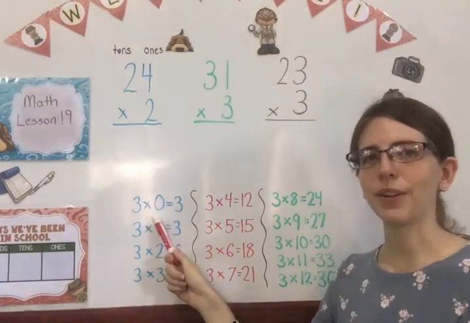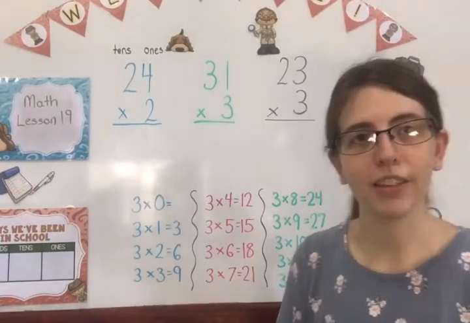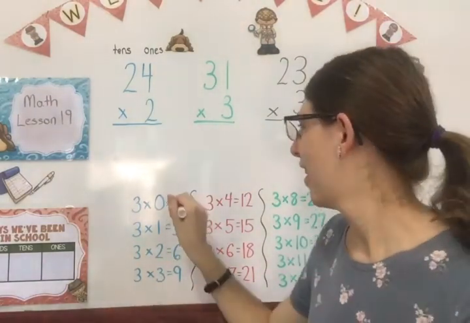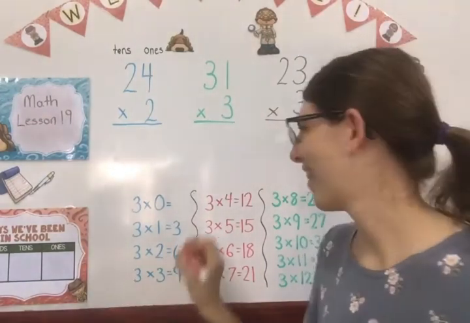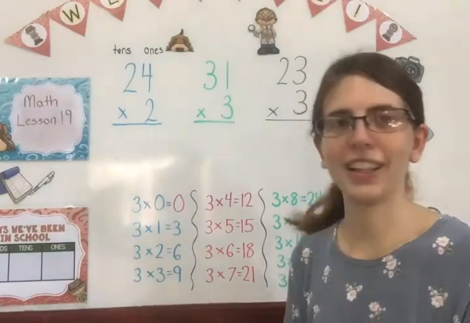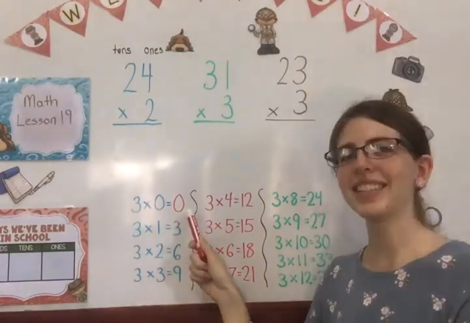Let's review our times 3 table. 3 times 0 equals 3. Oops. I made a mistake. Good thing I saw that right as I was saying it. What does that equal? 3 times 0 equals 0. Excellent. Woof. Let's change that. 3 times 0 equals 0.